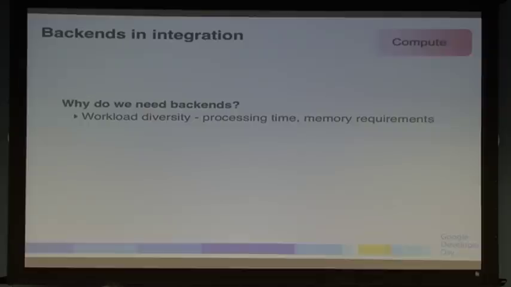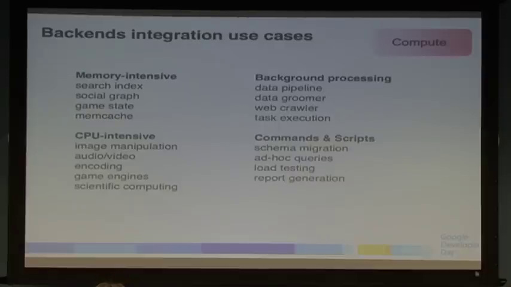So why do we have backends? Just real quick, because if you're building a big application, maybe you can't serve the request in 60 seconds. Maybe you have to talk to other systems. So backends were created for what we call workload diversity, which means that you have to deal with different types of requests. And there are 4 different categories that you can look at backends.